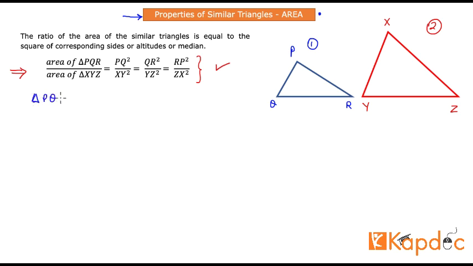We know that when two triangles are similar, the ratio of their corresponding sides will be equal, right? That means the ratio of PQ to XY is equal to the ratio of QR to YZ, which is equal to the ratio of PR to XZ, right? Because these are the pairs of corresponding sides. So this is my condition 1.